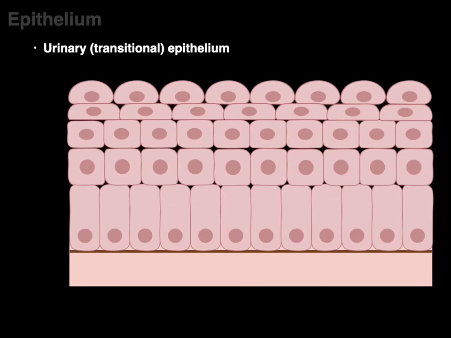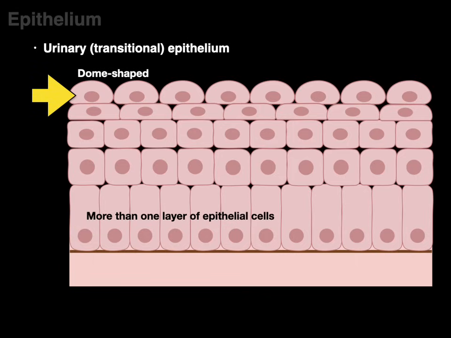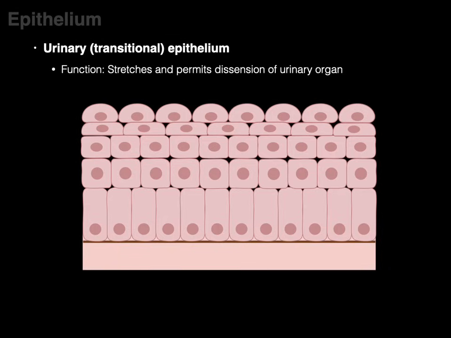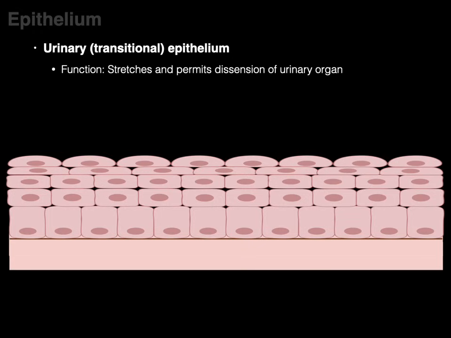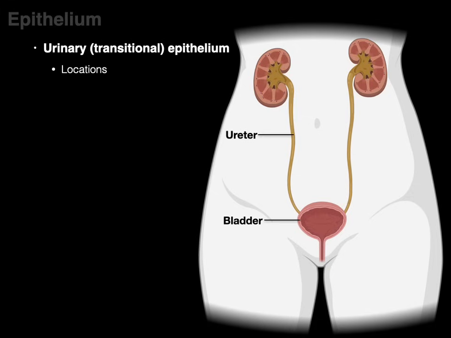All right. Now, transitional epithelium or urinary epithelium has more than one layer of epithelial cells. The apical layer cells are dome-shaped or festoon-shaped. The function is for stretch, and it stretches and permits distension of a urinary organ. Empty bladder, full bladder. That's why it's called transitional epithelium. But urinary is better because the only place we find it is in the urinary system, like the ureter, the bladder, and the proximal urethra.